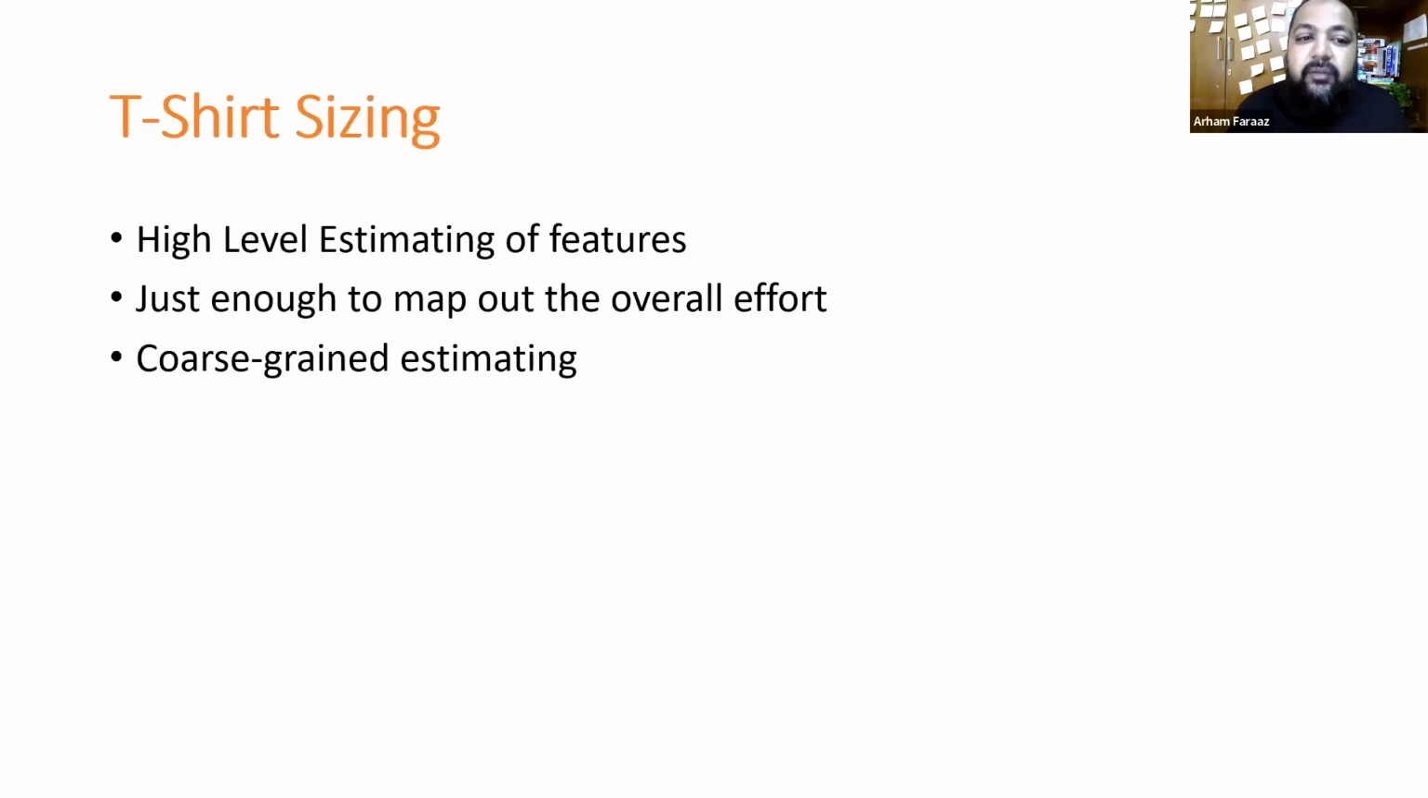Now there's another way of agile estimating called t-shirt sizing. T-shirt sizing is giving high-level estimates of features, something like the rough order of magnitude we have in traditional project management. In agile we have t-shirt sizing, where you give a very high-level estimate of what we're going to do, just enough to map out the overall effort. You can say you can complete it in 6 weeks or 8 weeks, and these estimates will be refined further as we work on the project. That's t-shirt sizing.